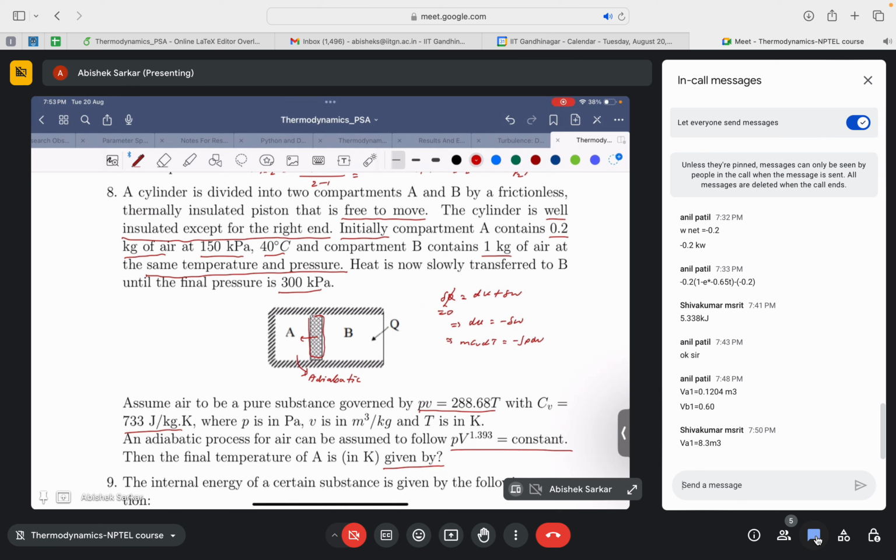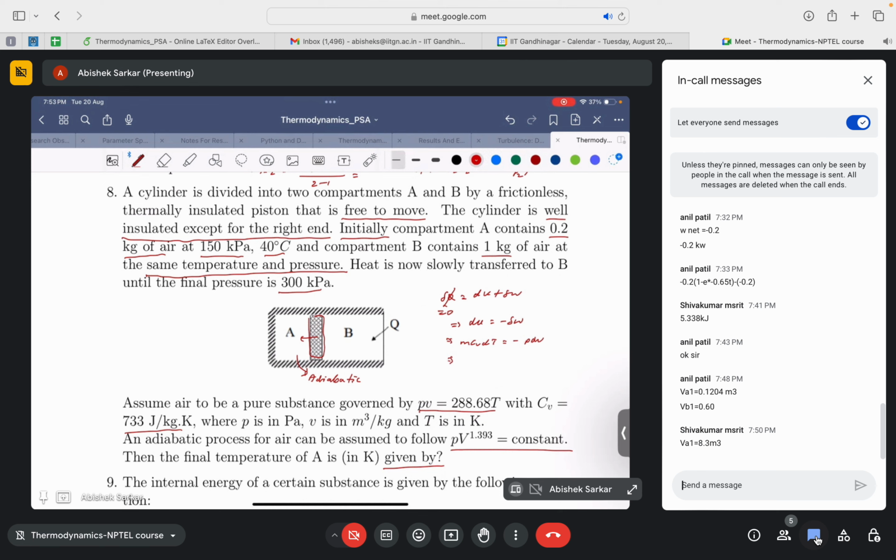So you can substitute the value of P from this relation, PV is equal to 288.68 T. So we will get P is 288.68 T divided by V. So you can substitute the value of P here and then evaluate the integral. I'm sorry, I should not keep the integral sign here. Actually, it should be in the final.